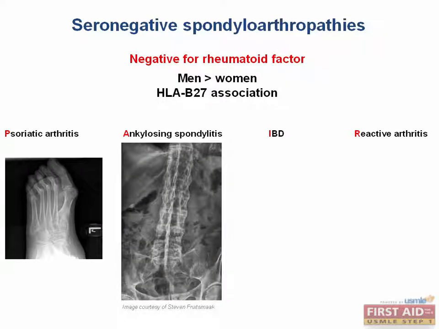Ankylosing spondylitis is probably the most classic of all the seronegative spondyloarthropathies. What does this X-ray of the spine look like? Well, it looks like bamboo because of the exophytic bone formation causing the vertebra to square up and stack up.